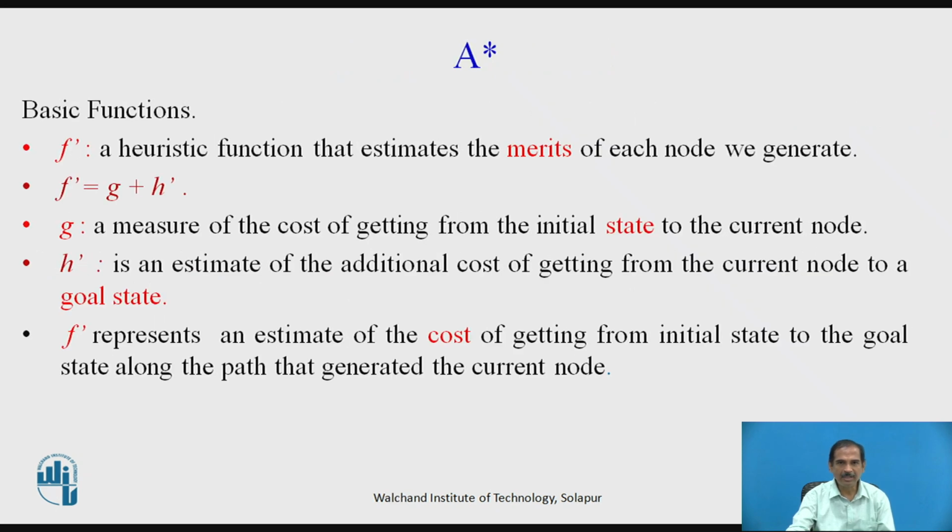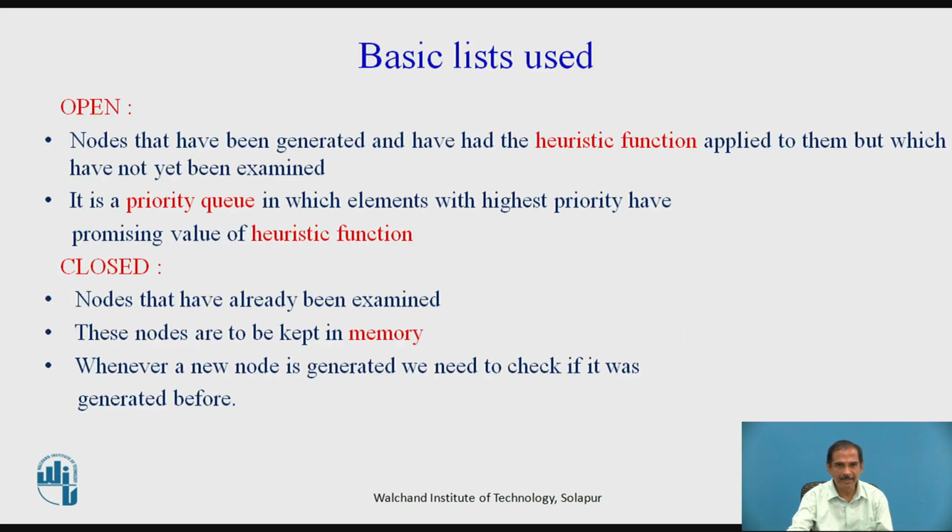The next algorithm that we will be using is the A star algorithm, which is based upon the factor f dash, a heuristic function that estimates the merit of each node we generate. This f dash combines how far we are from the start and how far we are from the goal. How far we are from the start is based on the function g, and h dash is how far we are from the goal. So f dash represents an estimate of the cost of getting from the initial node to the goal node state along the path that generates the current node.